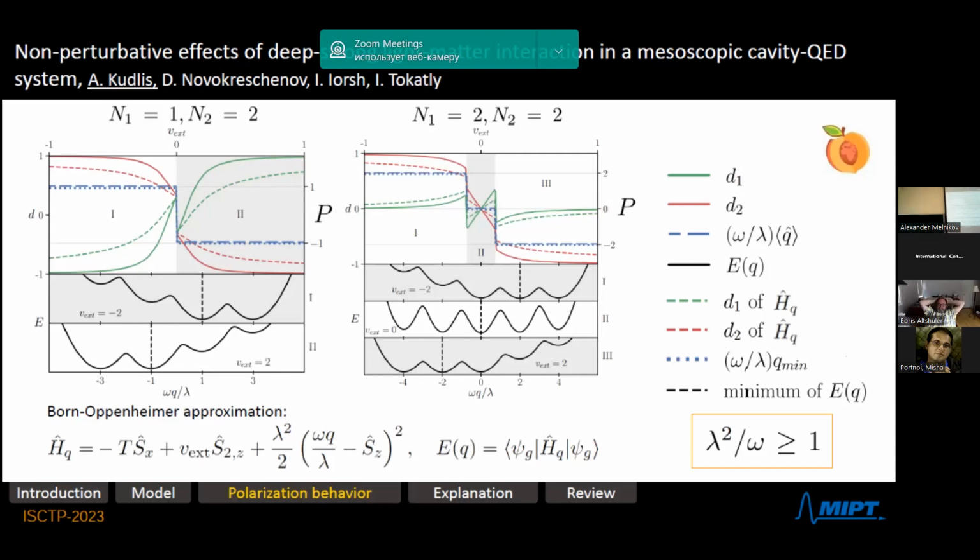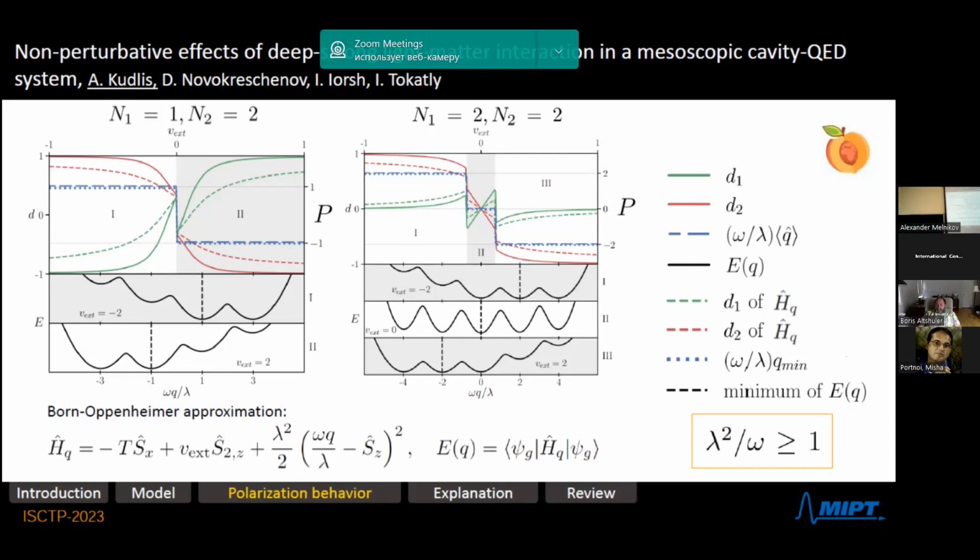On the right, it's a quite complicated picture, but I will try to clarify it. On the right vertical axis, within each picture, we see the values of total polarization. And on the picture, the behavior of total polarization is marked by a blue dashed line.